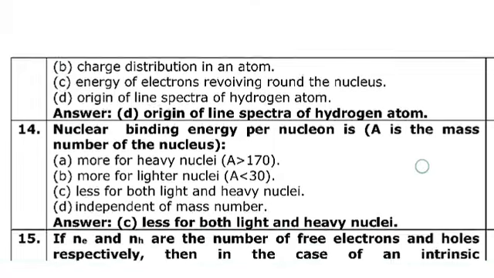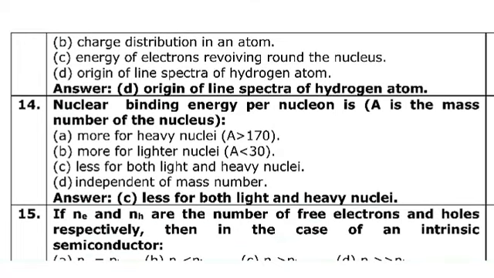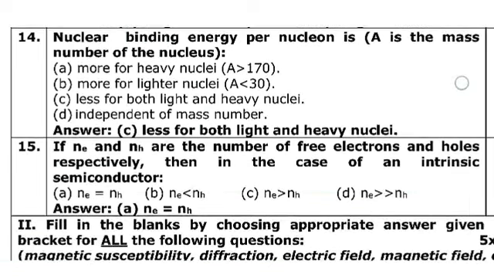Next, question number 14. Nuclear binding energy per nucleon is, where A is the mass number of the nucleus. We have to find the nuclear binding energy per nucleon. Here the correct answer is option C, less for both light and heavy nuclei. Question number 15.